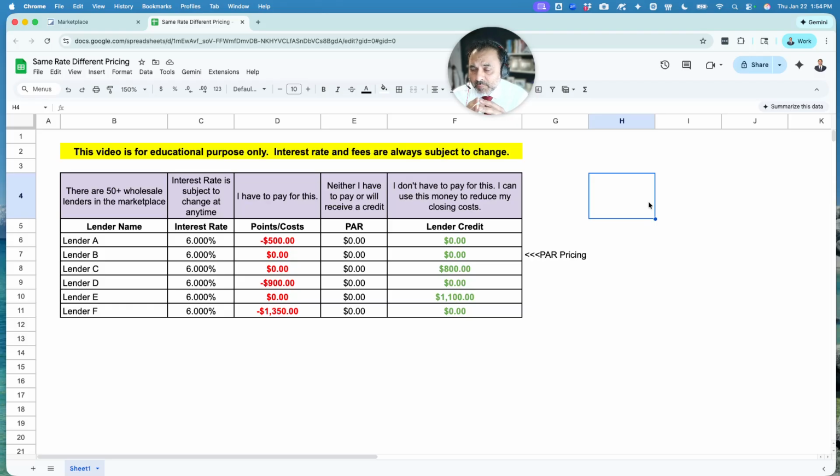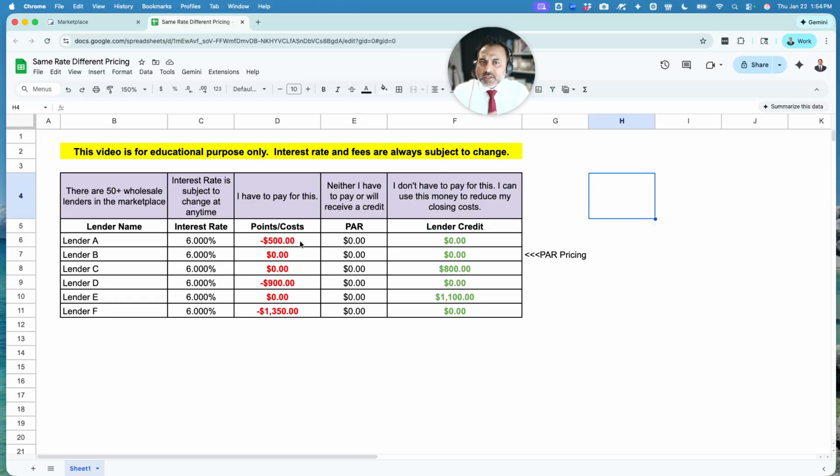So before we get to that place, this video is for educational purpose only. Interest rate and fees are always subject to change. A quick disclaimer: I've just created a bunch of lender names here, and I kept the interest rate constant because I want you to understand these concepts. There's points, there's par, there's lender credit. What does this mean? So very, very quickly.